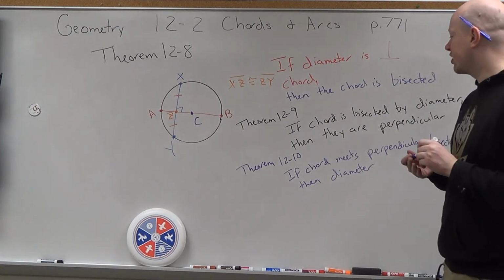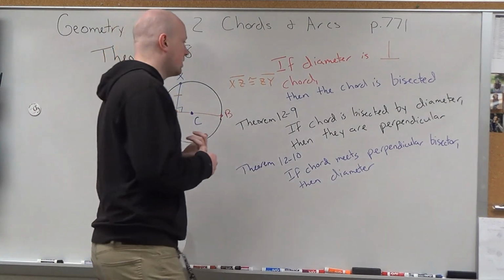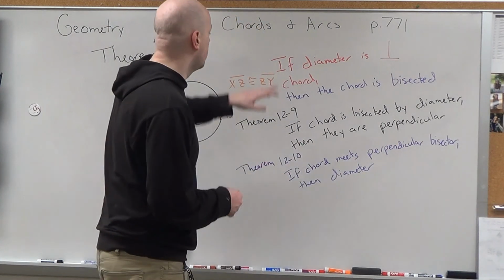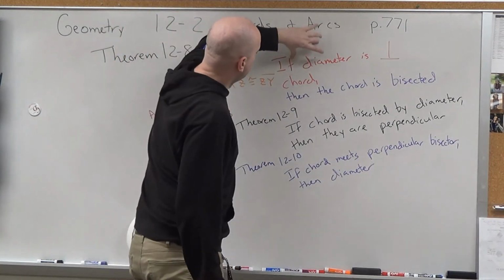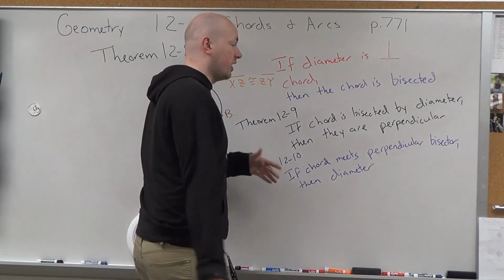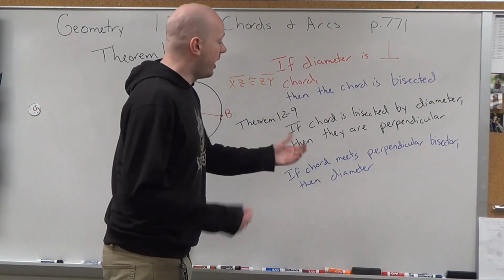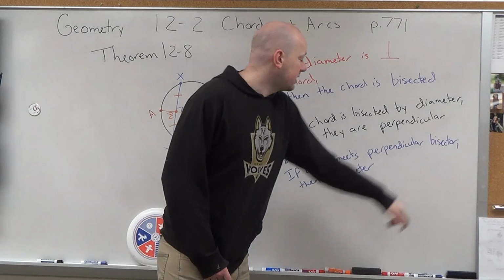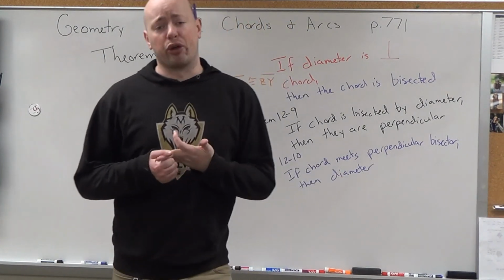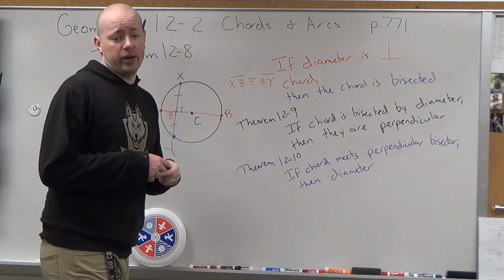So these three theorems, 8, 9, and 10, all go together. Basically, you're given two pieces, you automatically learn the third. So again, the first one, we were told diameter and perpendicular, so then we know bisected. Our second one, we knew bisected diameter, then we know perpendicular. And our last one, we were given perpendicular bisected, then we know diameter. You know two of them, you'll automatically know the third has to be true. That's why these ones are all clumped together, and I need the same drawing for all three.